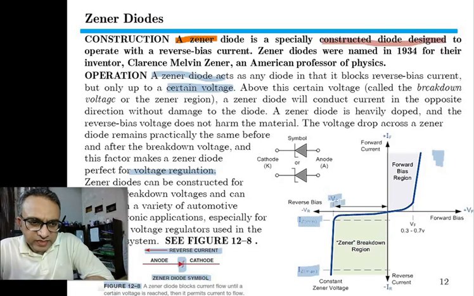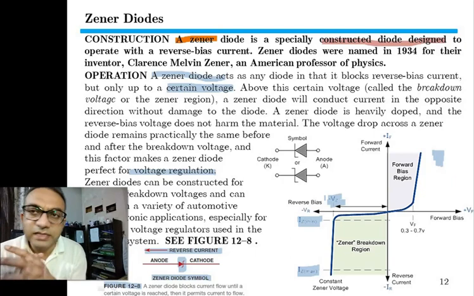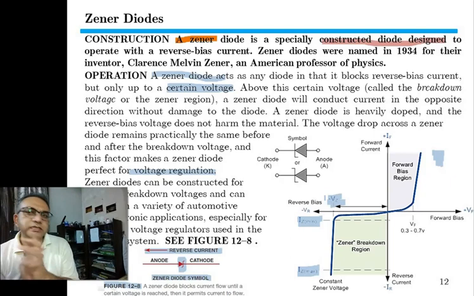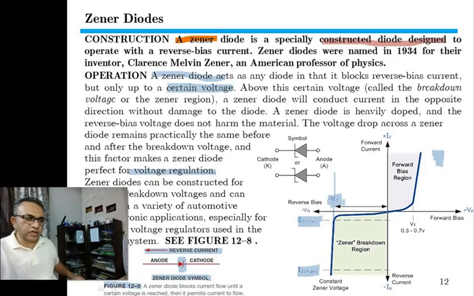VZ represents the Zener breakdown voltage, and VZ is one major specification of a Zener diode. So if we are using a Zener diode of 10 volts, that means that when we provide a reverse bias voltage equal to or larger than 10 volts, the Zener diode will experience a short circuit and the voltage across the diode will be equal to 10 volts. This is the meaning of VZ.